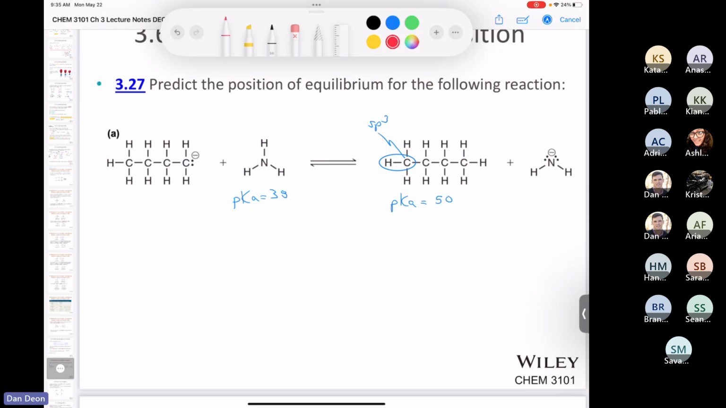Right? So if we label this as our acid, this is our base, because the acid is donating the proton and the base is accepting the proton. This would be our conjugate acid, and this is our conjugate base. If we compare the pKa of the acid and the conjugate acid, the equilibrium is going to lie to the side of the weaker acid. Therefore, the equilibrium is going to lie to the right-hand side. We're only going to have a little bit over here. So we'll say lies to the RHS, the right-hand side.